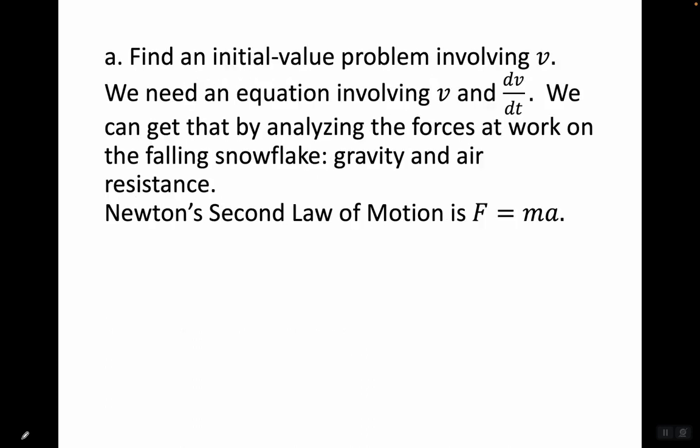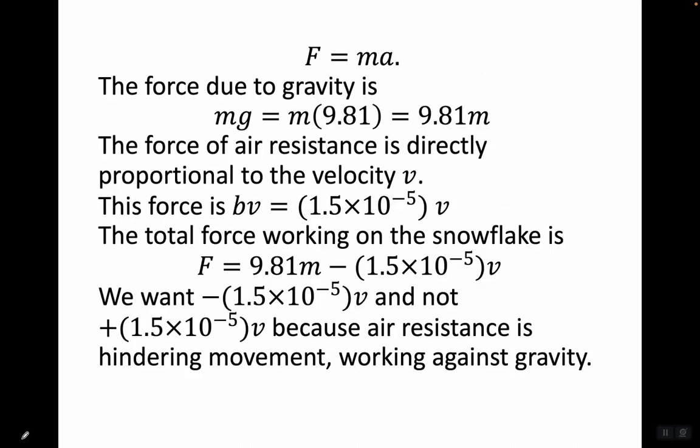Find an initial value problem involving v. We need an equation involving v and dv dt. We can get that by analyzing the forces at work on the falling snowflake. And those two forces, we're going to keep it simple, are gravity and air resistance. Recall that Newton's second law of motion is F equals ma. The force due to gravity is going to be m times acceleration due to gravity, g. That's m times 9.81, so we have 9.81 times the mass.